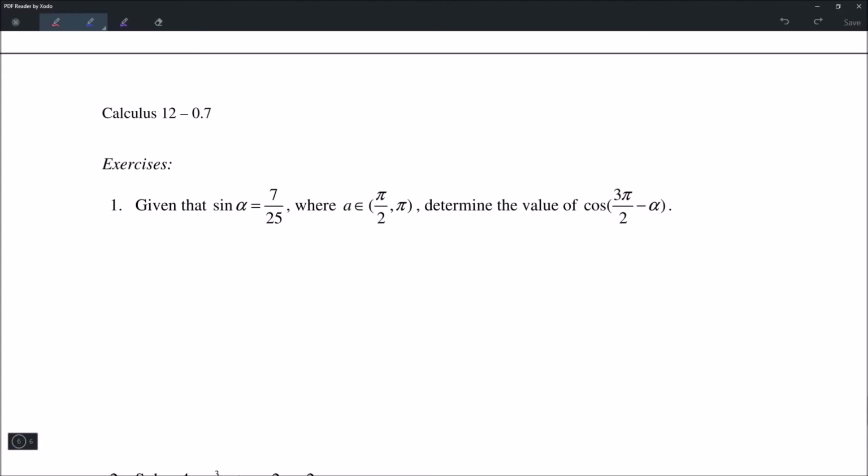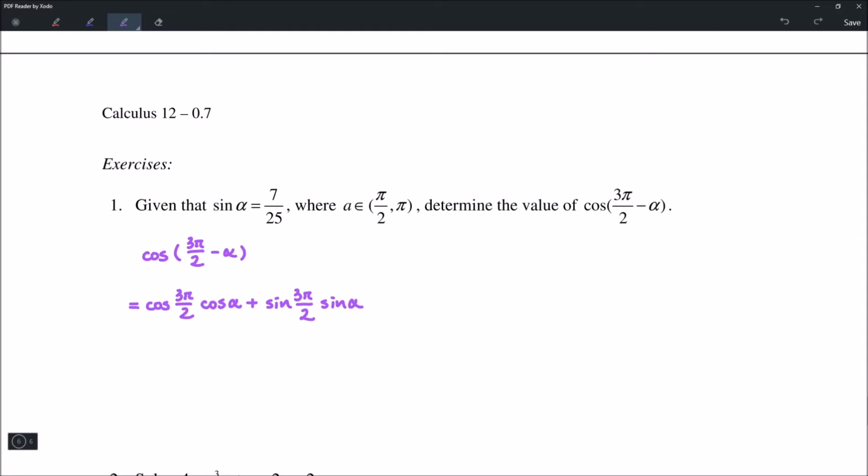So what we can do in this case is first use the difference identity for cosine. So that is cosine 3 pi over 2 minus alpha is equal to cosine 3 pi over 2 times cosine alpha plus sine 3 pi over 2 sine alpha.